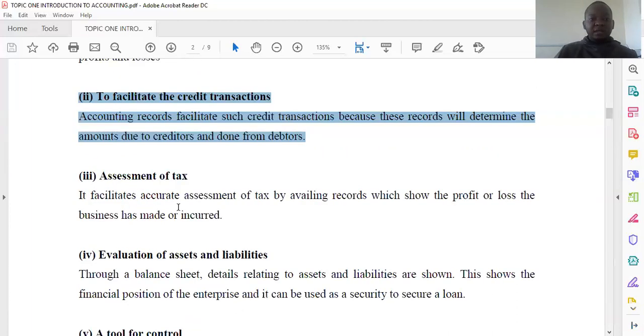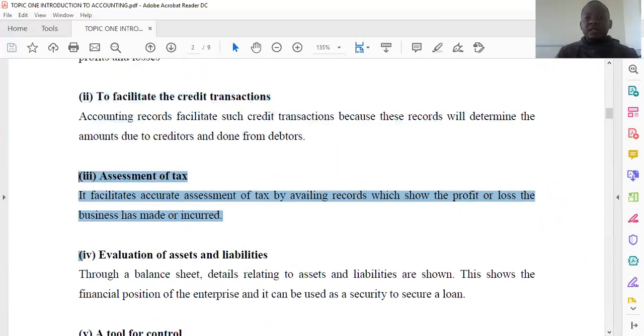Then number three, we have accurate assessment of tax. So accounting facilitates the accurate assessment of tax by availing records which show the profit or loss that the business has made or incurred. So without a proper accounting system, the business will not be in a position to pay the correct amount of tax. The business may overpay taxes or may underpay taxes. If it overpays taxes, that is a loss to the business because it's losing too much money to tax. On the other hand, if it underpays the taxes, this may come with some fines.